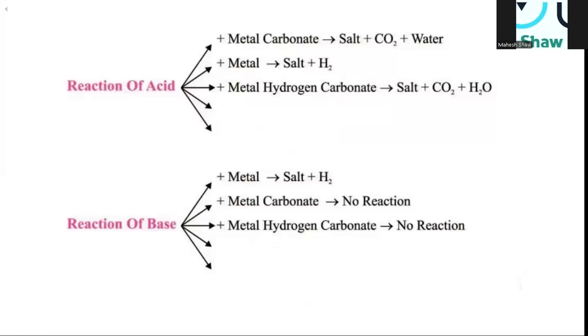Now, further, as I said in the beginning, the first reaction which we did was that an acid reacts with metal to give salt and hydrogen, and a base also reacts with metal to give salt and hydrogen, not water. But there's a difference: most of the acids, those which are above hydrogen in the activity series, will react with metal to give salt and hydrogen. But the reaction of base with a metal is not very common. Only a few specific active metals react with strong base to give salt and hydrogen gas.